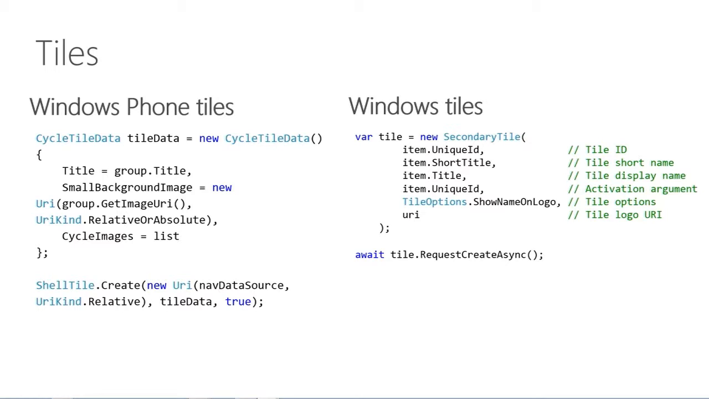On Windows, it's actually a little bit easier. You new up a secondary tile, give it a unique ID that it can be referred to as, a short title, a long title, an activation argument, and then there are some options that you can define. In this case, we're showing the name on the logo, and then giving it the URI to the logo of the tile, and then you use the RequestCreateAsync method to create that tile. So you can see they're completely different in the methods that you're using to create those. And so, again, it makes it a little bit more difficult to share code among those two.